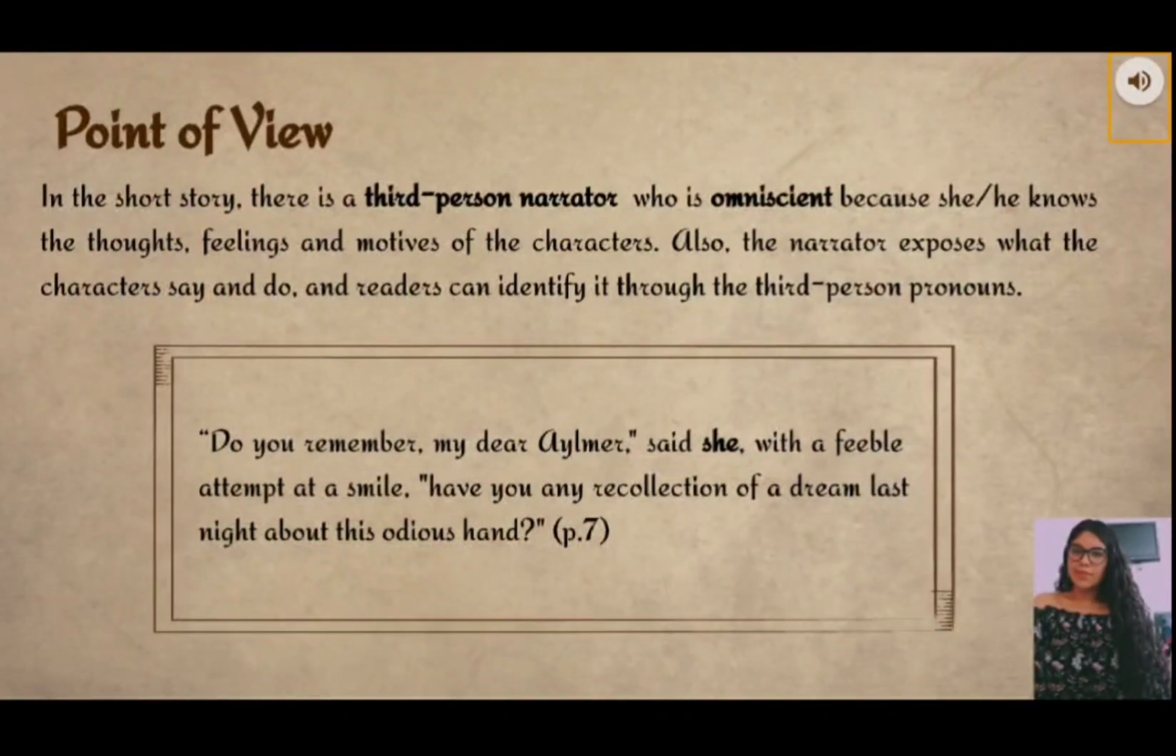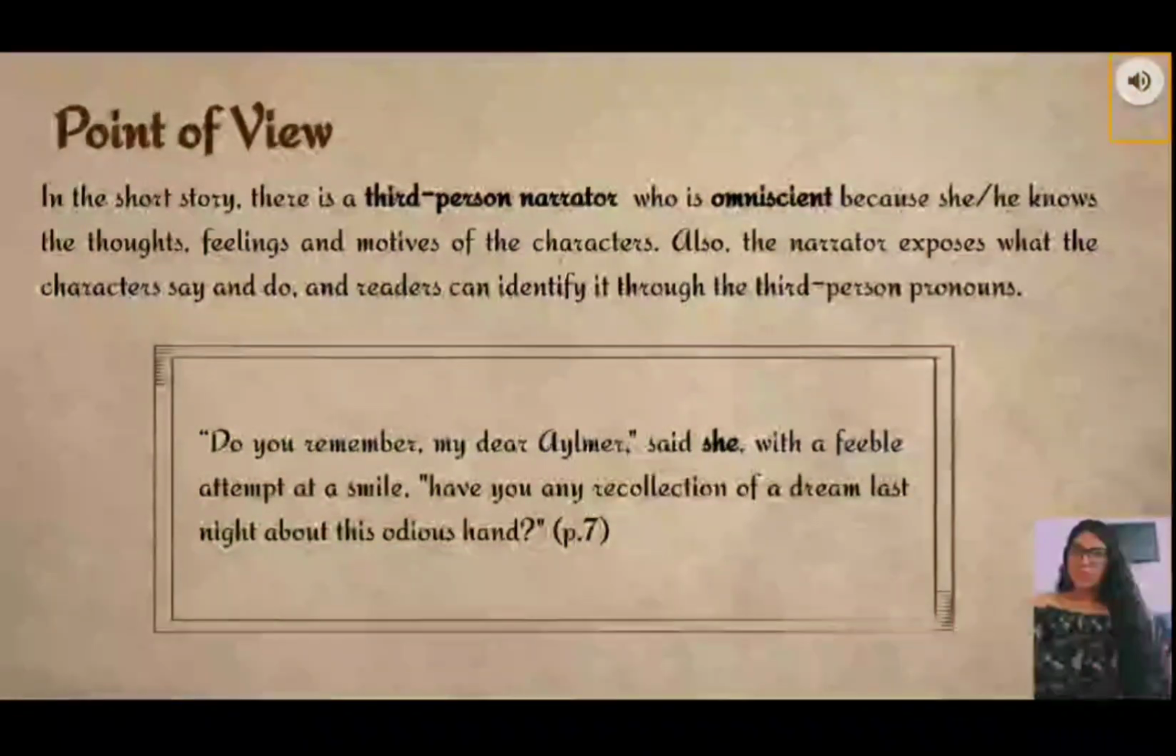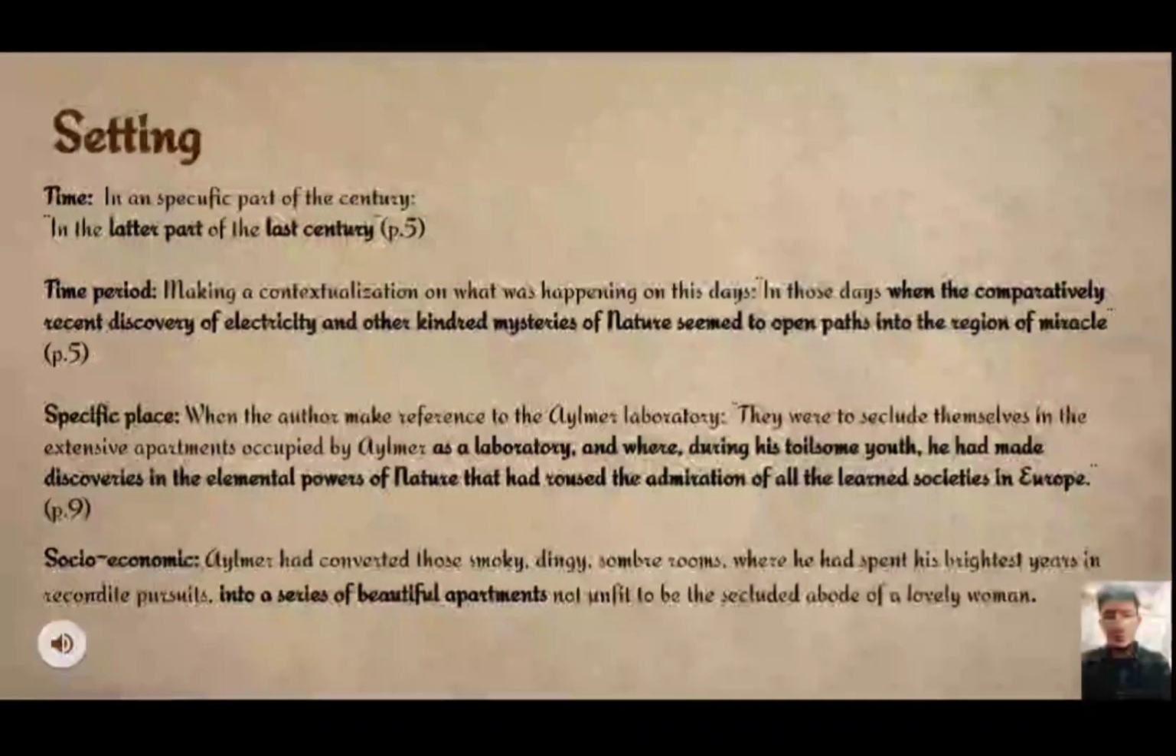Do you remember, my dear Aylmer? Said she, with a feeble attempt at a smile. Have you any recollection of a dream last night about this odious hand?